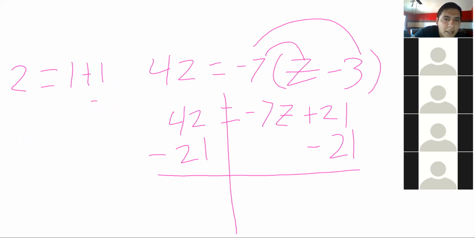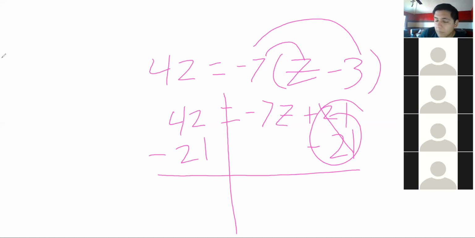So I'm glad to see that you never think about it when someone says you do to one side what we do to the other, but that's exactly what's happening. So we make sure that we cancel over here, but we're not changing the value of the equation. And then over there, 42 minus 21 would be 21.